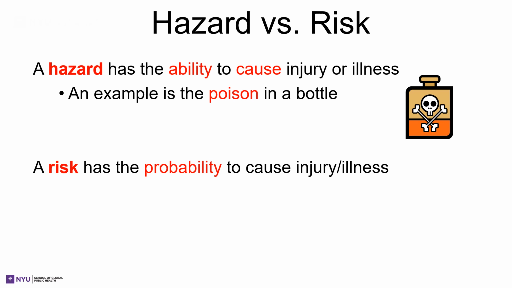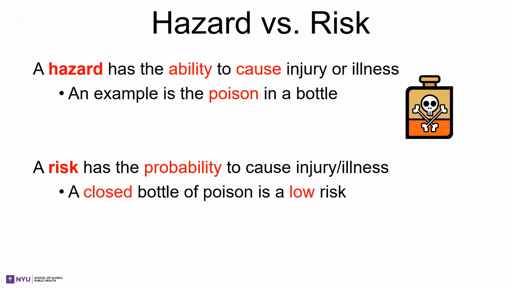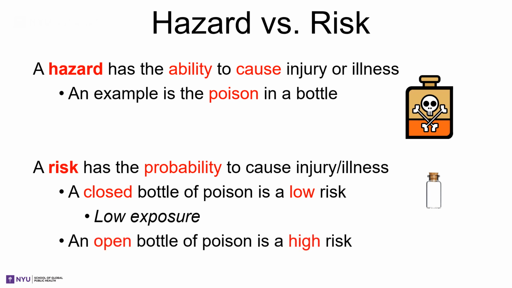Exposure determines the risk. A closed bottle of poison is a low risk. If there's no route of entry, it cannot cause harm. However, an open bottle of poison is a high risk. Once it has a route of entry inside the body, it can cause damage, be it inhalation, ingestion, or absorption.